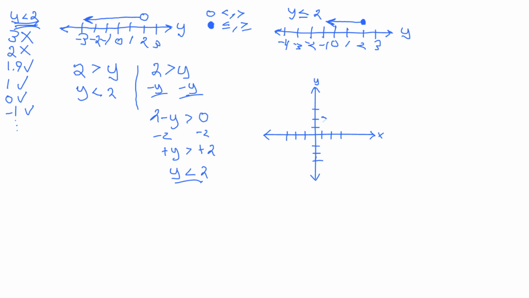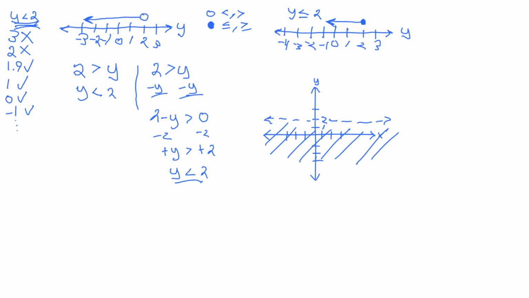So here's 2, here's 1, here's the origin, and we draw a dotted line. A dotted line is the equivalent of the open circle. And if the 2 was included, like in this example, we would actually draw a solid line. Everything under the line here, I'm going to shade in. And the reason is, this shading is the 2D equivalent of drawing this arrow.